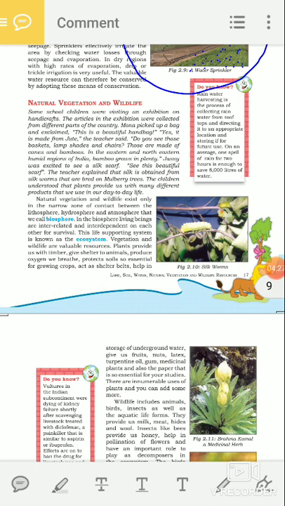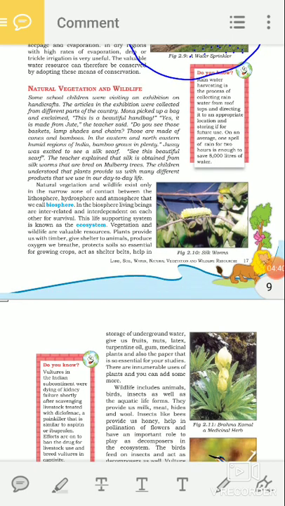Natural vegetation and wildlife exist only in the narrow zone of contact between the lithosphere, hydrosphere and atmosphere, that we call the biosphere. So teacher further, what does she say? The natural resources, natural vegetation and wildlife exist only in the narrow zone between the lithosphere, the hydrosphere and the atmosphere, and the natural vegetation always occurs on these layers.